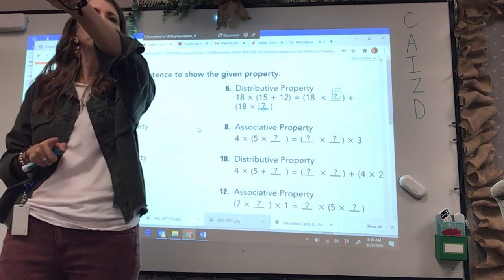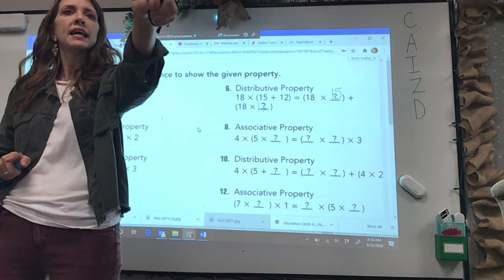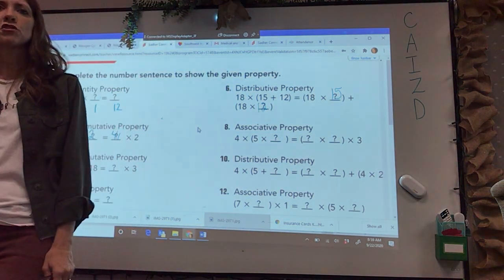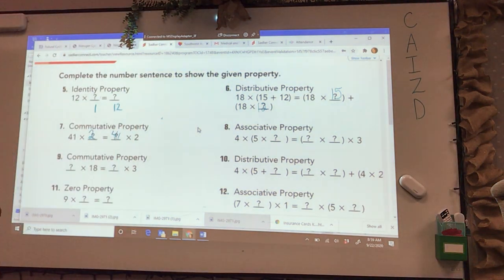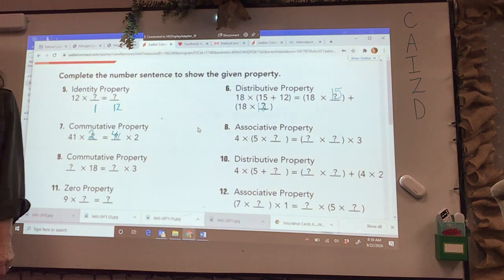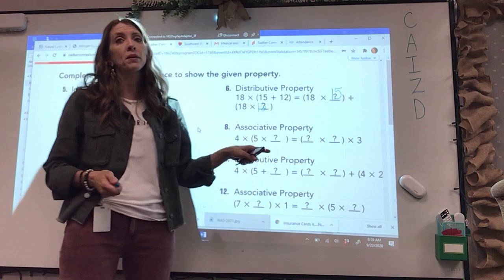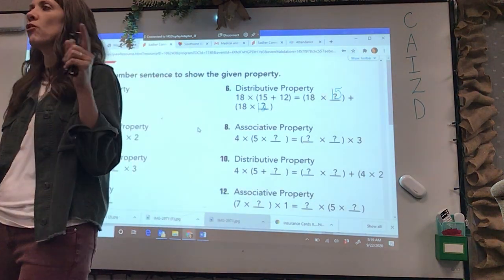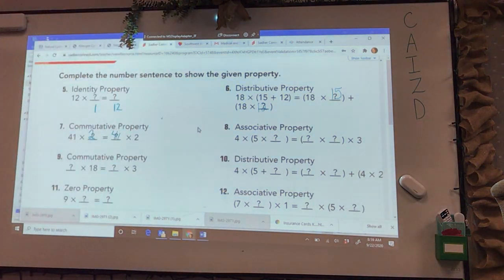Let me see. You missed one. There's 3 blanks. What are they? Put them in the right order. The associative property means that they did not change their order.